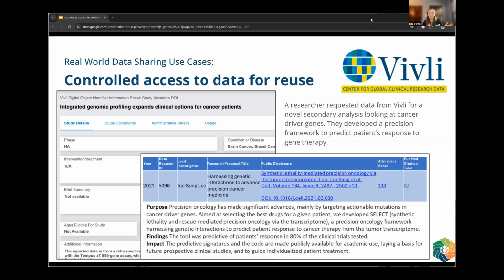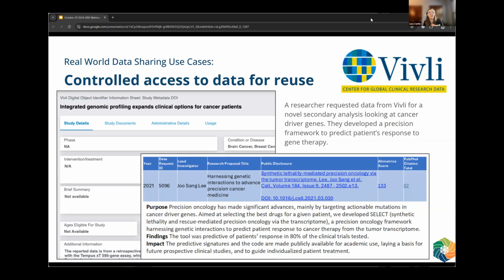On the left, you can see the metadata record in Vivli, and on the right, a request to use the data, and that's that controlled access piece. So anytime you want to use data that's in Vivli, you can't just look at it and download it. You do have to request access because it is more sensitive.